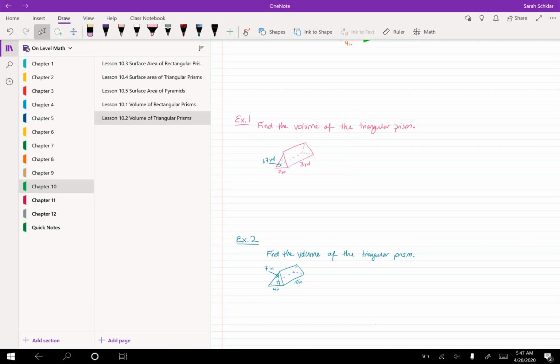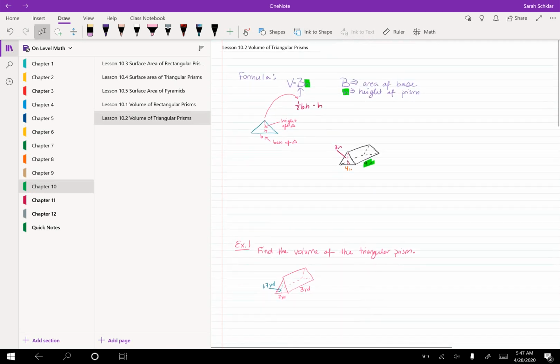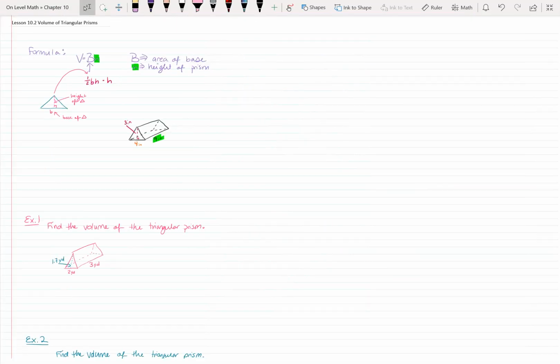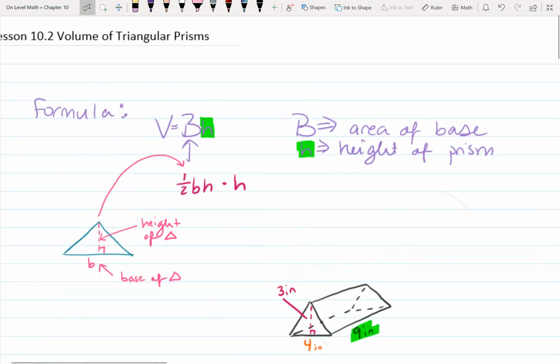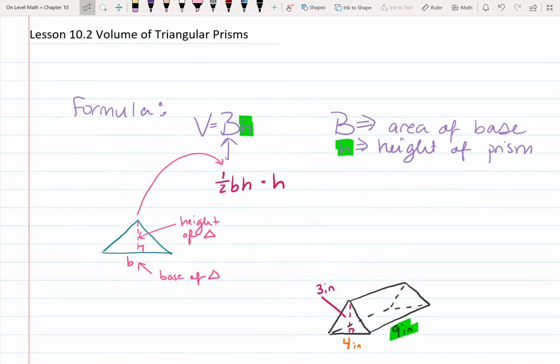We are starting 10.2 today. Volume of triangular prisms. Now, before we get started, two things. One is that you can use a calculator. You should use a calculator.